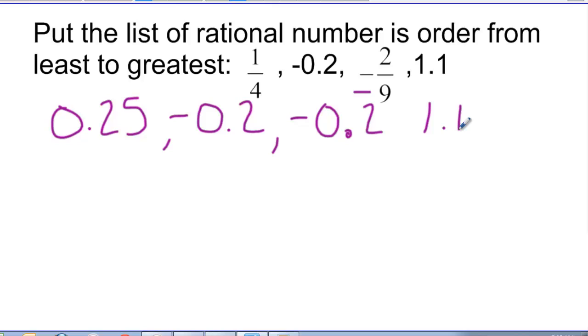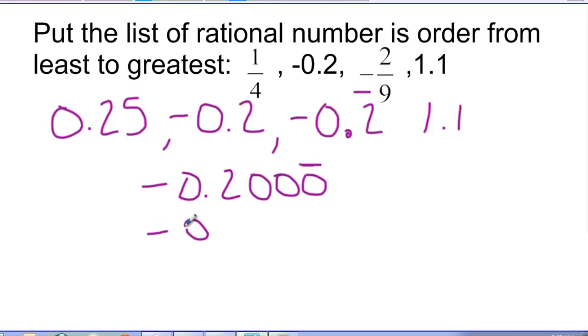So now I need to look at these. I know that my negative numbers are smaller than my positive numbers, and there are 2 negative numbers, so I'm going to look at those first. Negative 0.2 and negative 0.2 repeating. That's kind of tricky. However, if you think about it, with negative 0.2, I can put as many zeros as I want after a decimal without changing the value of it. So those zeros actually repeat forever. Negative 0.2 repeating is the same as negative 0.2222, and that too keeps repeating.